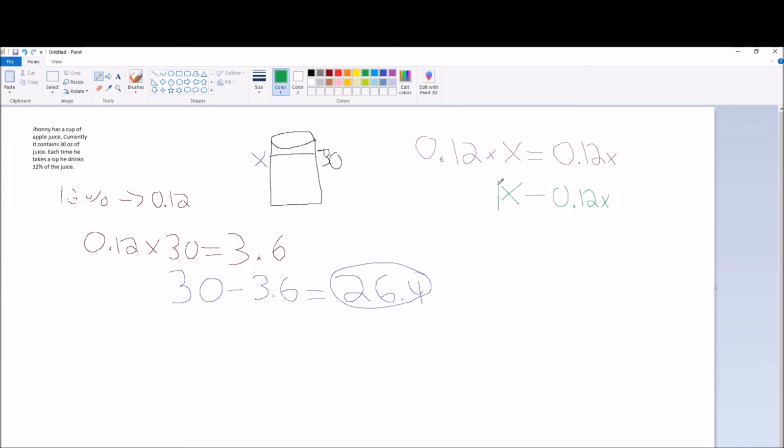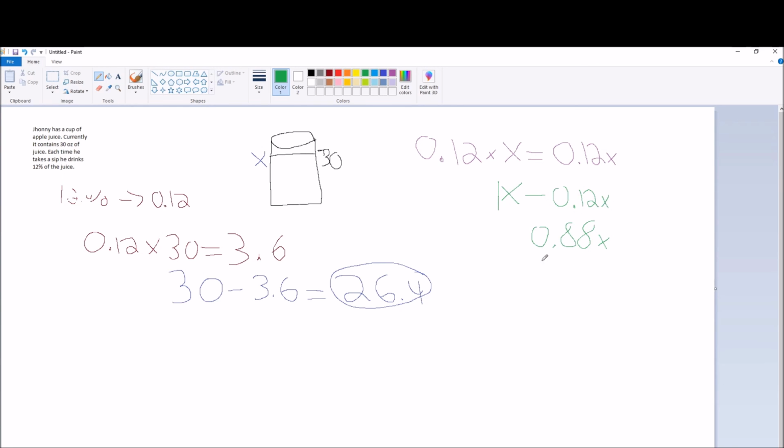And then this is something we like to call like terms. So this would be 1x and this is 0.12x. If two numbers are both connected to an x like this, we can combine them using the operation in between. So I'm going to go ahead and do 1 minus 0.12. Go ahead and put that in your calculator. And I got 0.88x.